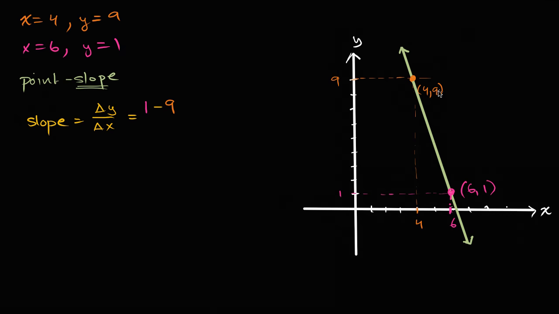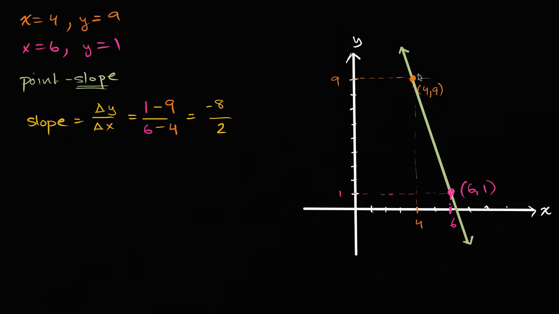So we started at y equals 9. We finish at y equals 1. Our change in y is going to be 1 minus 9. We have a negative 8 change in y, which makes sense. We've gone down 8. So this is going to be equal to negative 8. That's our change in y. And what's our change in x? Well, we go from x equals 4 to x equals 6. So we end up at x equals 6, and we started at x equals 4. So our change in x is 6 minus 4, which is equal to 2.